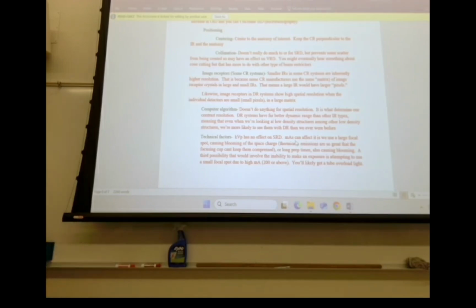So mass can affect sharpness of recorded detail in that way. Also excessive time. So if your time gets too long, then you introduce the possibility of motion artifacts. So those are the ways that mass can affect your sharpness of recorded detail. KVP has no effect on sharpness of recorded detail.